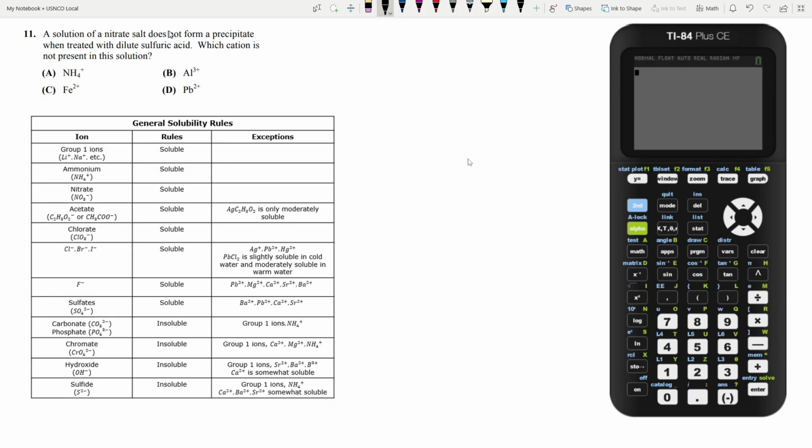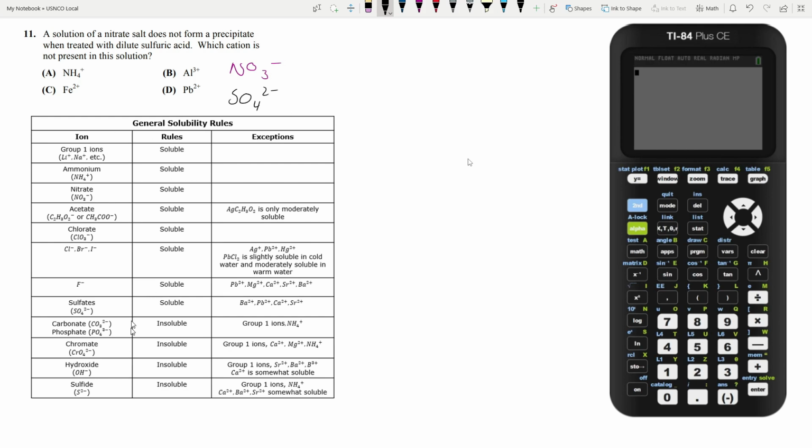A solution of a nitrate salt does not form a precipitate when treated with dilute sulfuric acid. Which cation is not present in the solution? So we're told that we don't form a precipitate. So if we want to find out which cation is not present, we have to find out which one of these cations would produce a precipitate, which one would be insoluble. So our major compounds here are going to be our nitrate, so NO3 minus, and our sulfuric acid. So the ion we care about there is the SO4 2 minus ion.